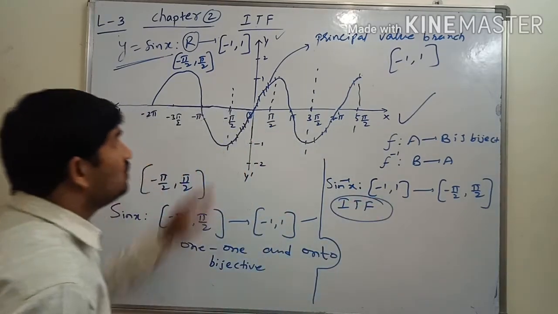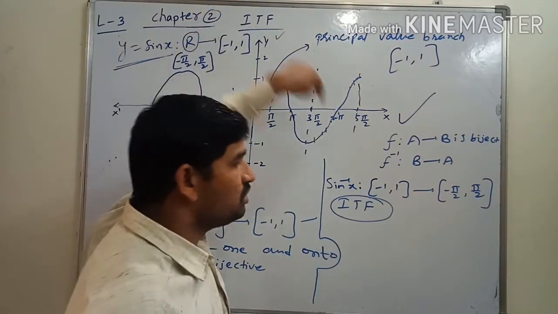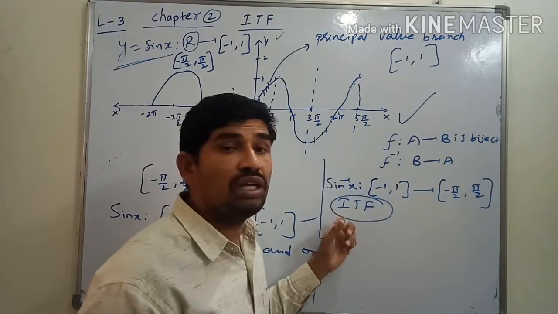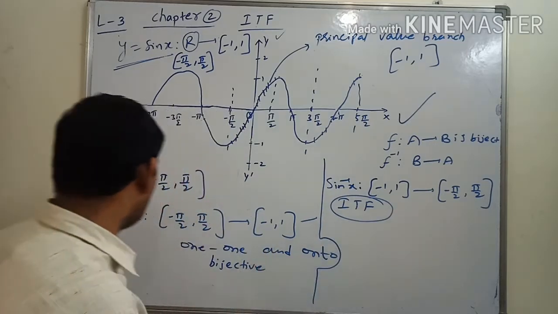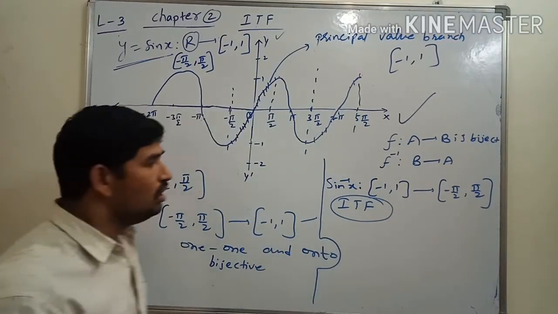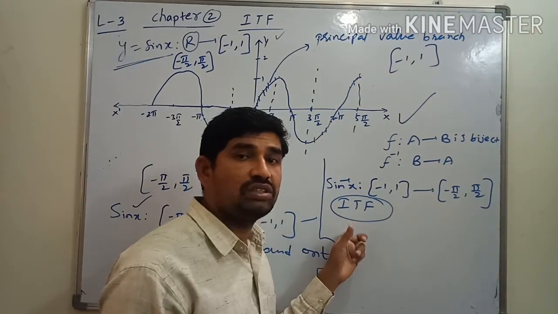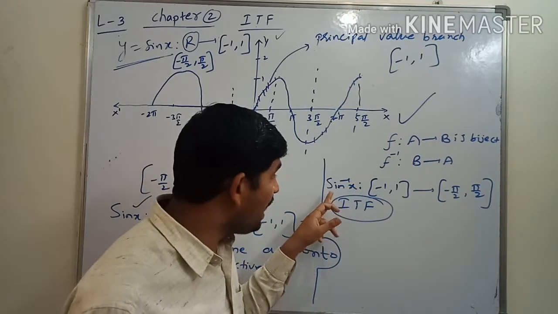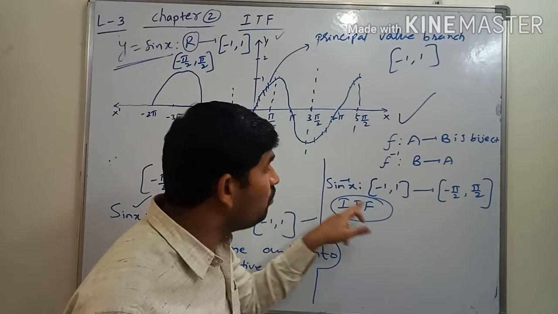Remember the definition of the ITF: we have totally 6 trigonometric functions. Among them we are taking one of the trigonometric functions, that is the sine function. By taking the sine function, I will write this is the inverse trigonometric function. This is actually the inverse sine function.